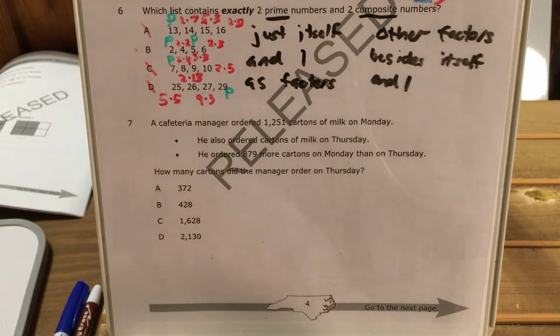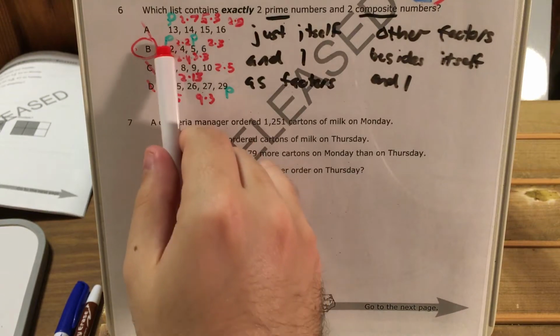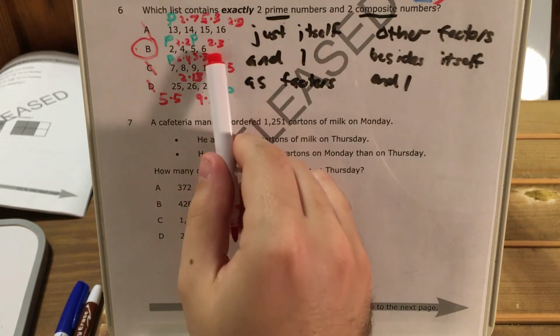So in choice A, choice C, and choice D, we had just 1 prime number, and the rest were composite. But choice B then is the only one left where we have 2 prime numbers, 2 and 5, and then the other 2 are composite numbers. 4 is 2 times 2, and 6 is 2 times 3.